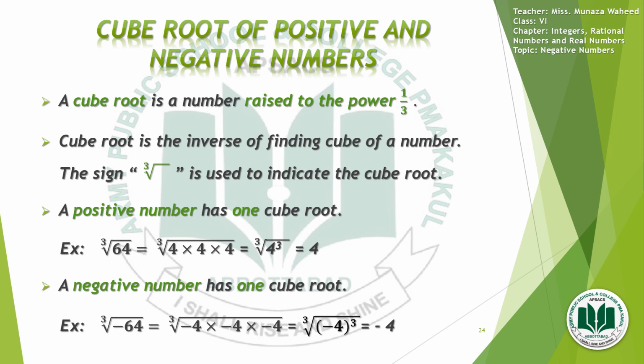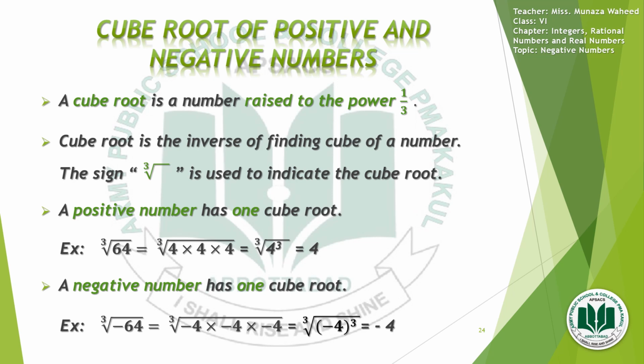Now let's see what we mean by the cube root of positive and negative numbers. A cube root is a number raised to the power 1 by 3. And cube root is the inverse of finding the cube of a number. The radical sign having index 3 is used to indicate the cube root. And a positive number has one cube root.